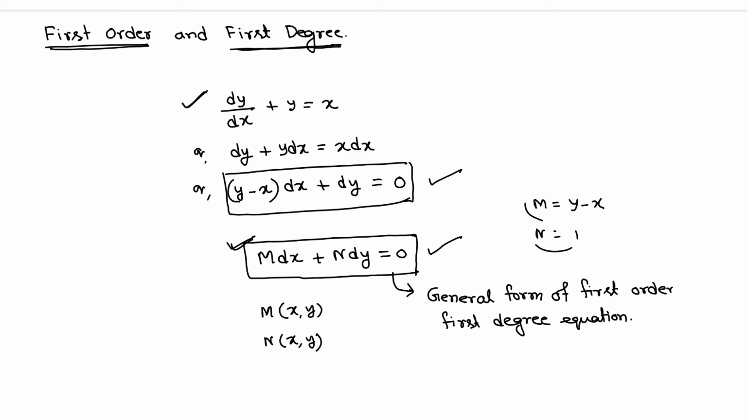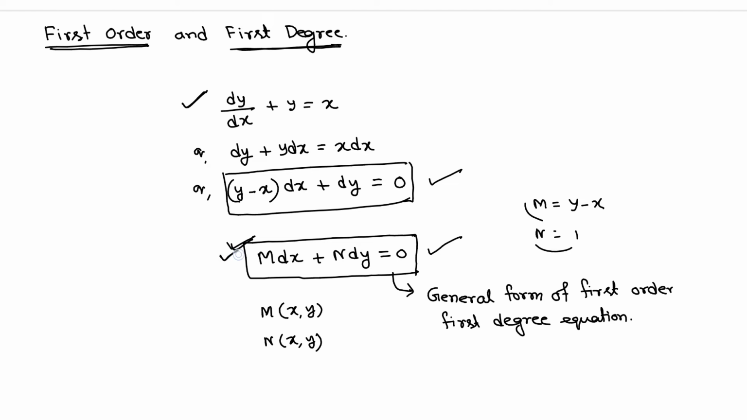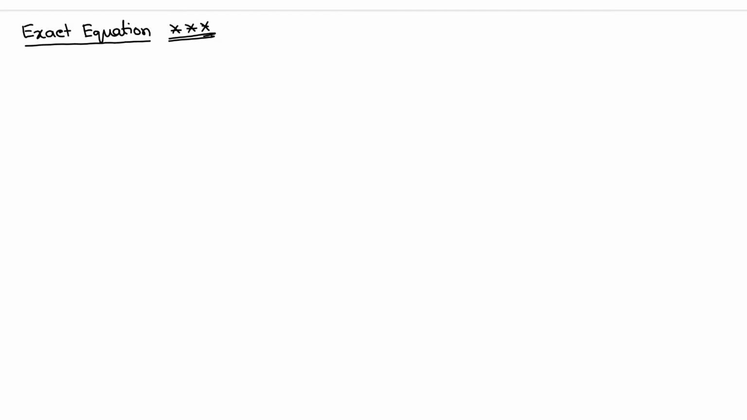Clear? Now this equation will be called an exact equation. This is your next topic. Next topic is exact equation. And let me tell you, this is very, very important. Exact equation, very, very important. So this first order first degree equation will be called an exact equation depending on some conditions. So first understand using an example, then we will discuss what is an exact equation.